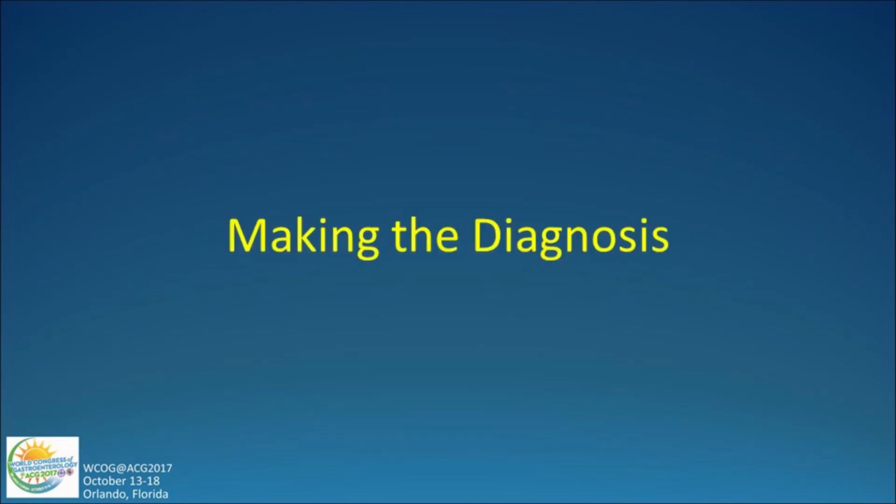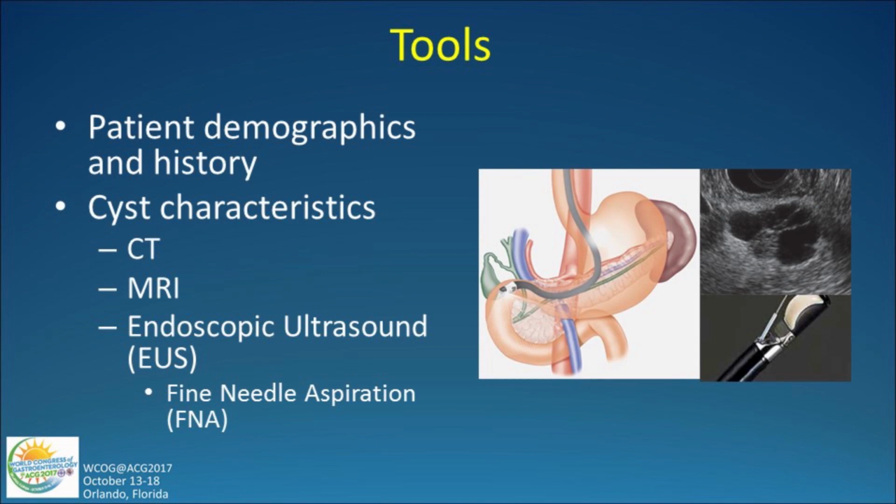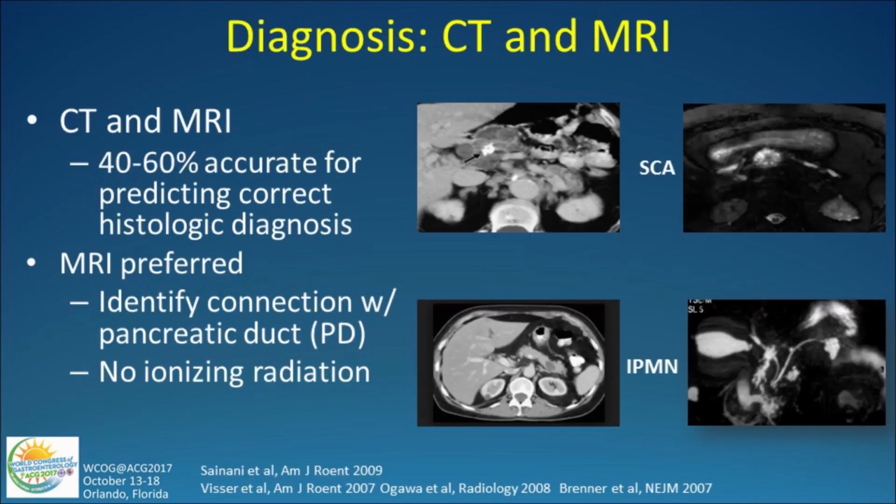In terms of making the diagnosis, I think this is, again, in medicine, probably the most important step: always to look at your patient and get a really good history. You can already start making the differential based on how old your patient is, what their gender is, did they have a history of pancreatitis, are they symptomatic from the pancreatic cyst. And then you can also look at cyst factors, and you can use imaging tools such as CT, MRI, and endoscopic ultrasound to help guide your imaging.